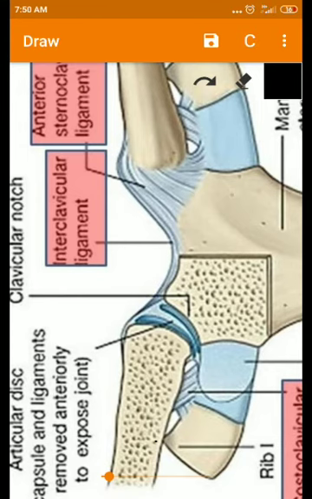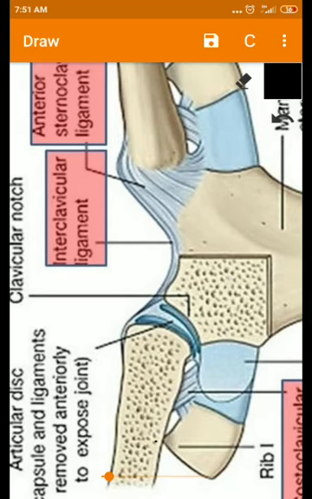The space present between the sternal end and the articular disc is lax when compared to the joint cavity between the manubrium sterni and the articular disc. So the movements are more free at the sternal end of the clavicle than at the manubrium. This is about the articular disc.